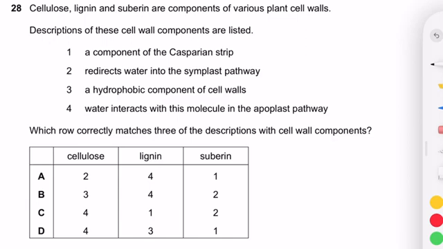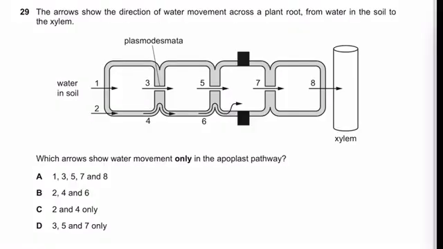So which row correctly matches the three descriptions with the cell wall components? Cellulose, as I mentioned, is 4. Lignin, it's a hydrophobic component, could be 3. It could be, it's only 3. And then suberin could be 1 or 2.